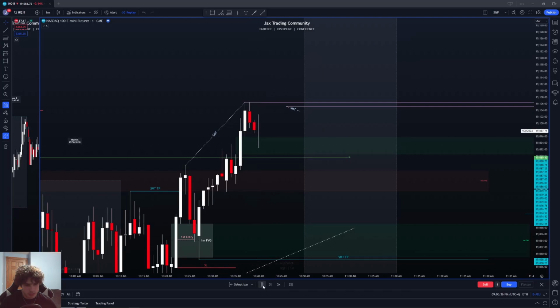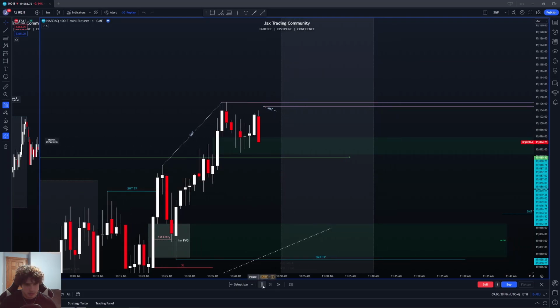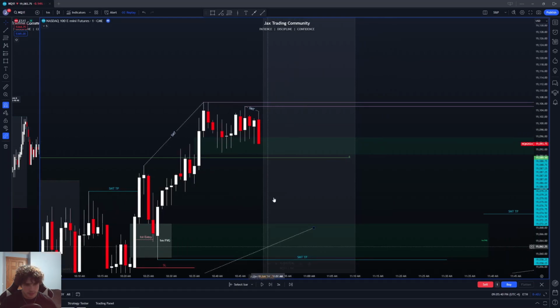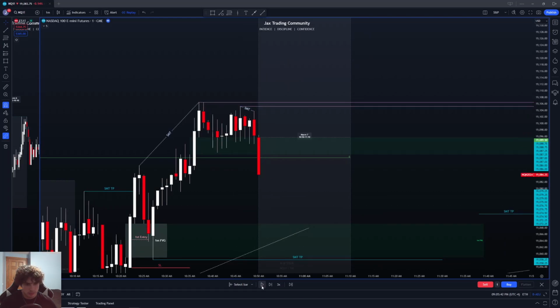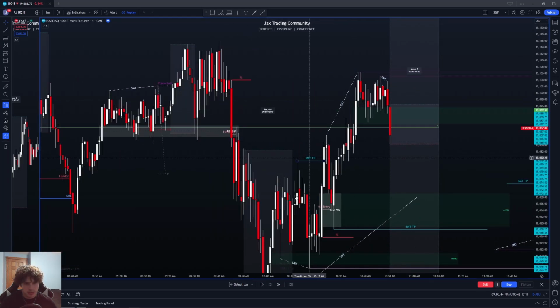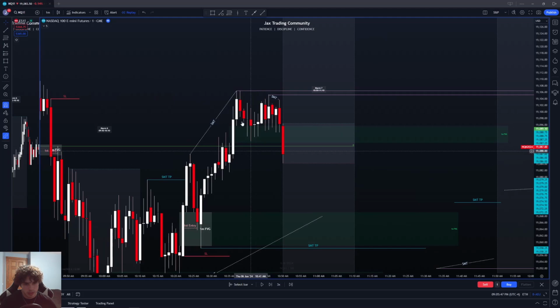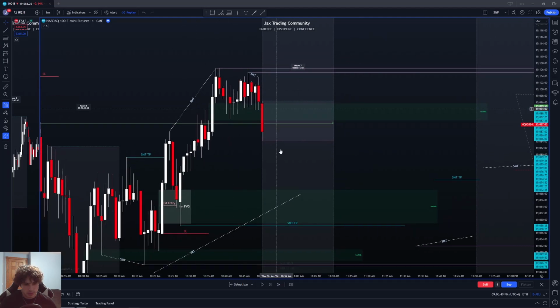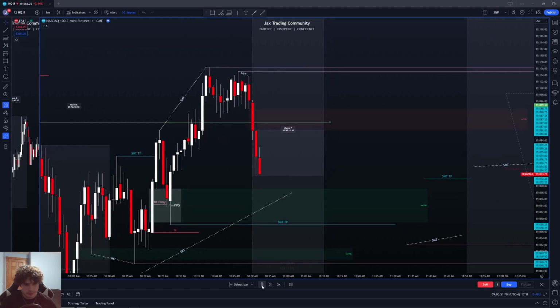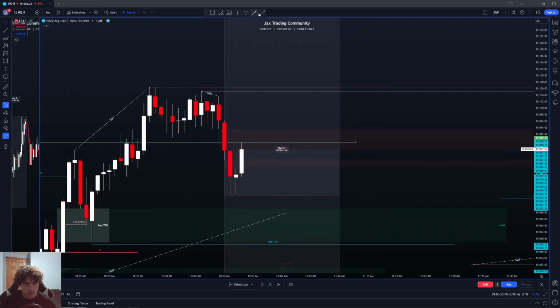We do have a fair value gap, so let's see if we respect it. We sort of are respecting it. We create another little SMT right here, and then we dump down. Now you can see with this macro, we're in an uptrend. We have double SMT up here. I do expect this to sell off. So we get a great sell off.